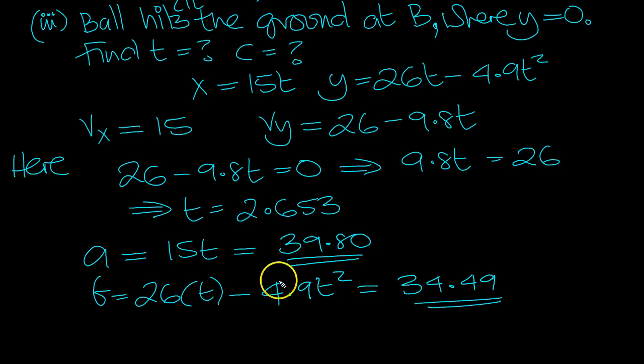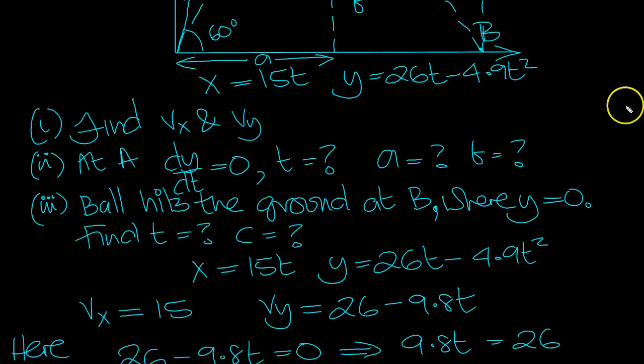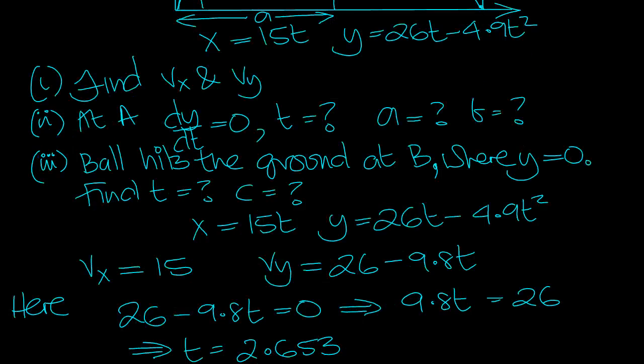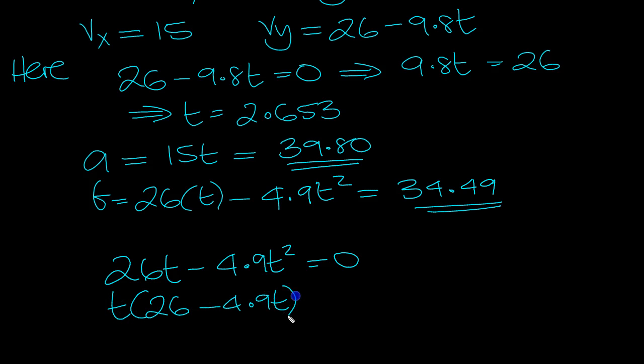Okay, good. Next part then, part 3. The ball hits the ground at B where y equals 0, so let this equal 0 then. Find the time and the distance C, which would be x at that time. So 26t minus 4.9t squared equals 0. Well, take a t out as common, and we get t times 26 minus 4.9t.